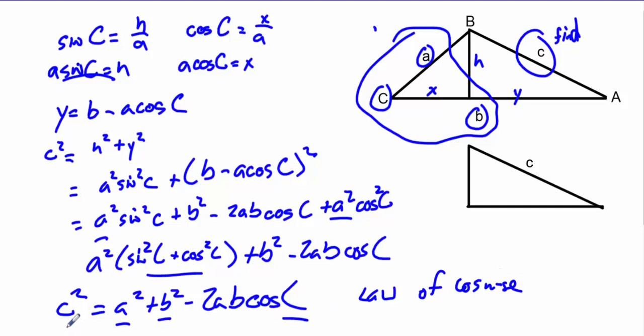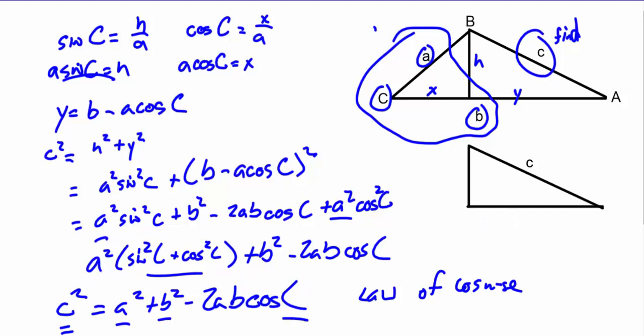Notice what's also going on. This side is opposite this angle, which is given. And then I have the two sides in a Pythagorean relationship minus 2 times the product of those two sides given times the cosine of that opposite angle.